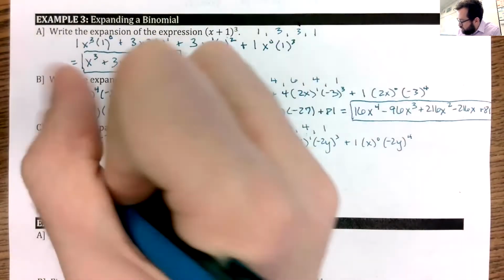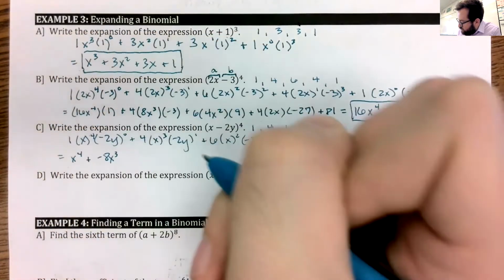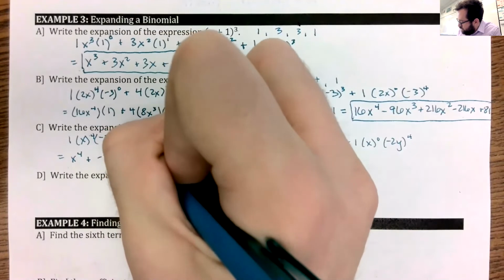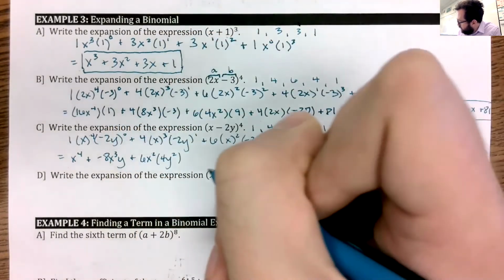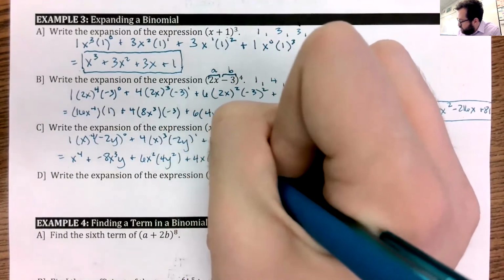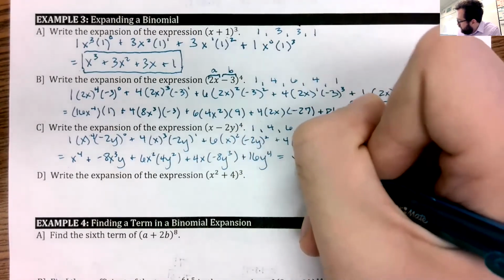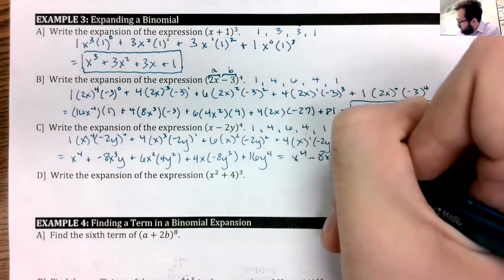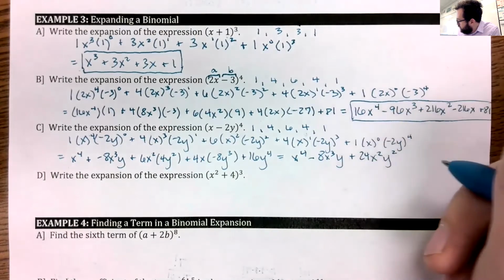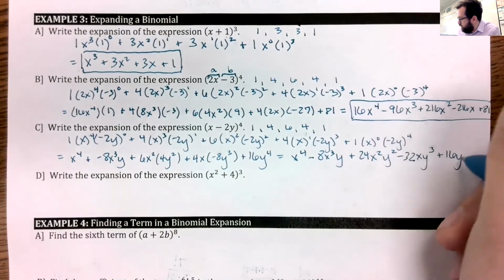That's going to multiply out to x to the fourth plus negative 8x cubed y plus 6x squared times 4y squared plus 4x times negative 8y cubed plus 16y to the fourth, which becomes x to the fourth minus 8x cubed y plus 24x squared y squared minus 32xy cubed plus 16y to the fourth.